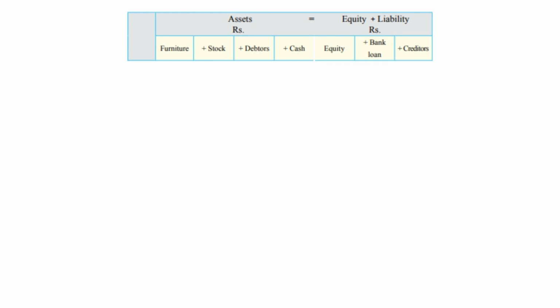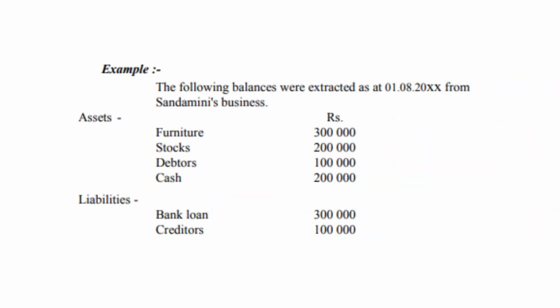Then first of all you have to record the opening balances given here. So first under assets column we have furniture 300,000, stocks 200,000, debtors 100,000, cash 200,000. Then under liabilities we have bank loan 300,000, and creditors 100,000. But they have not given the opening balance of equity, so we have to find it.